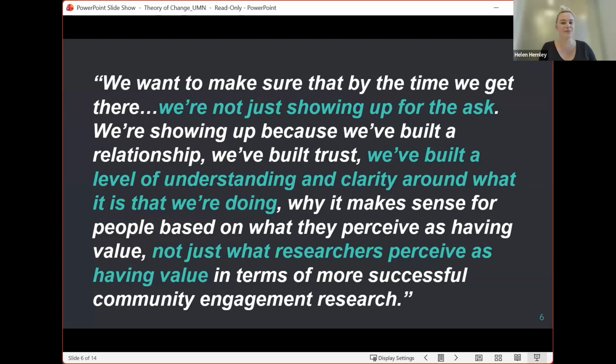So again, this is really just putting in the stakeholders' words what I just said: not just showing up for the ask, but having that understanding, clarity about what is being done, and not just what the researchers perceive as having value.